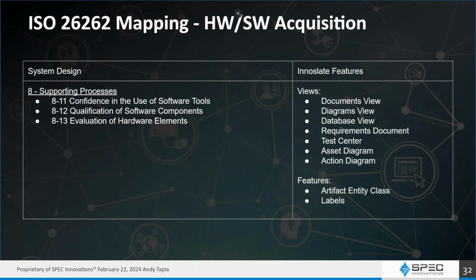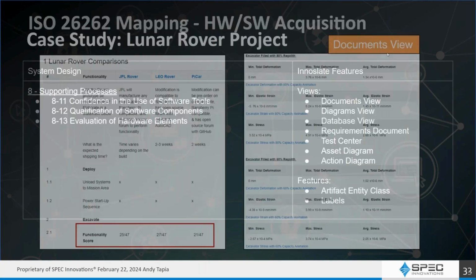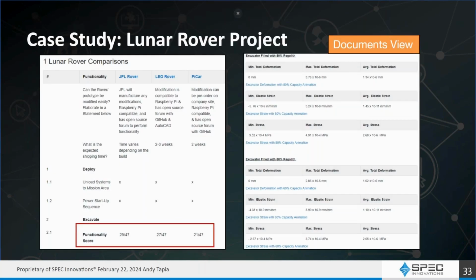So then moving on to the hardware and software acquisition phase, there's a couple of guidelines involved in the confidence of use of software tools, the qualification of software components, and the evaluation of hardware elements. And because these involve more evaluations and analyses, I think the Documents View again can be helpful here. And I'll show you how we use that in the next slide, right here.